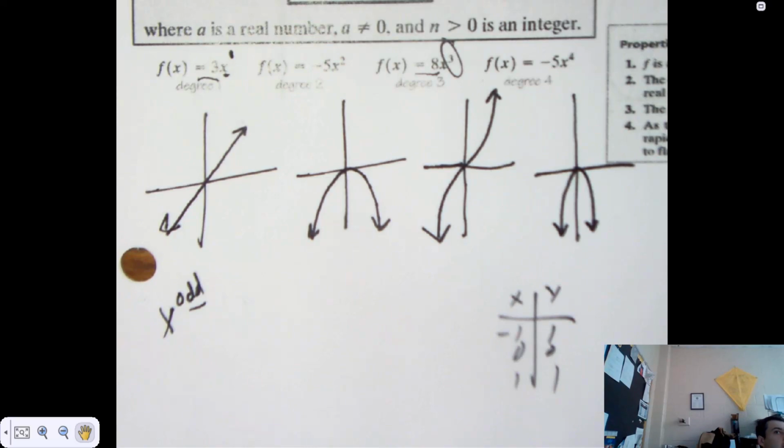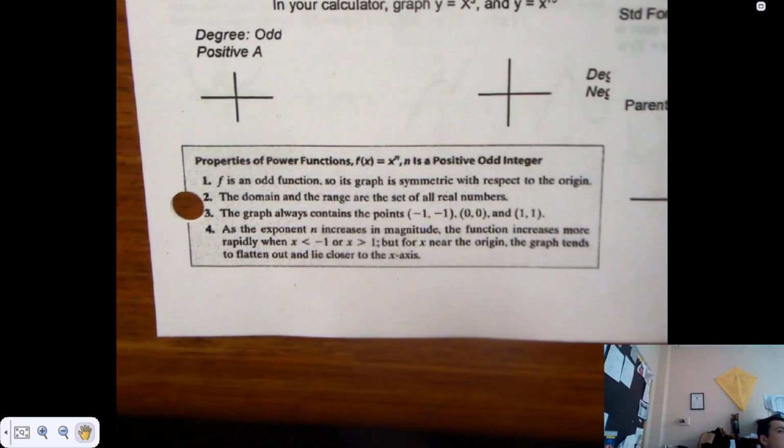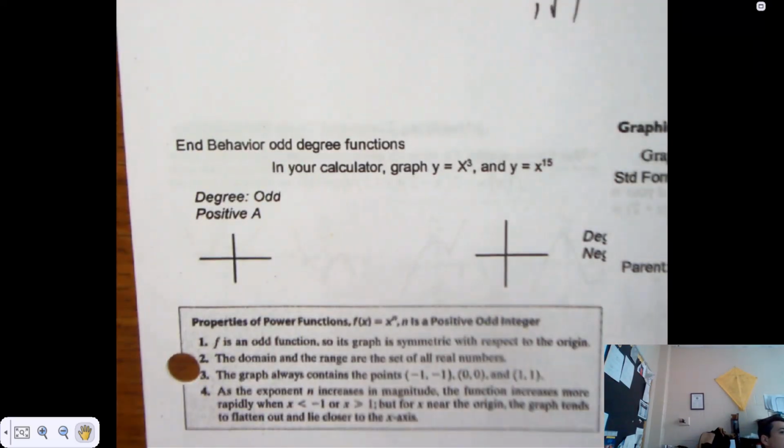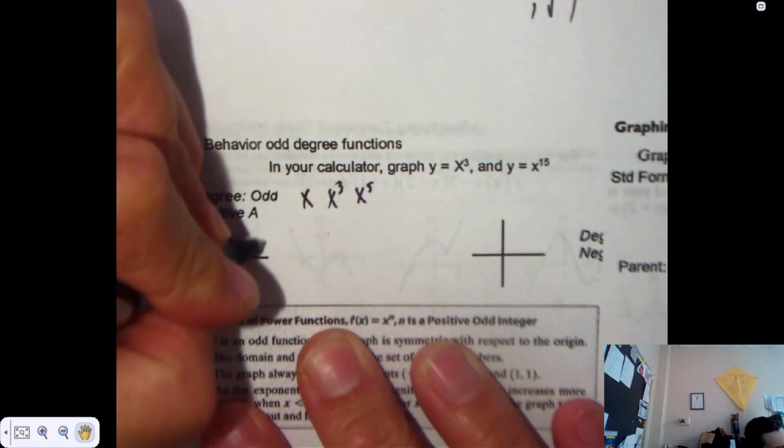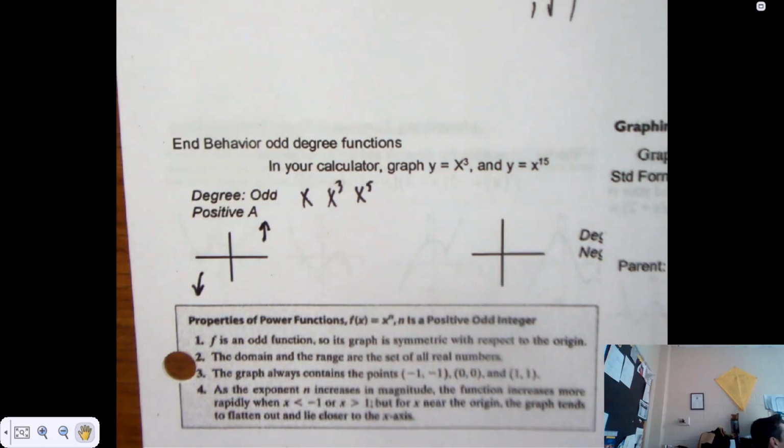All right. So right underneath this slide, you'll see that. End behavior, odd degree functions, and you're supposed to use a calculator for this, but I don't really care. We did it on paper. If the degree is odd and a is positive, so we're talking about something like x or x cubed or x to the 5th, whatever, they always start low and they always end high. If I was in front of the room right now, I'd take my right arm and I'd put it down and I'd put my left arm up because that's what they look like.